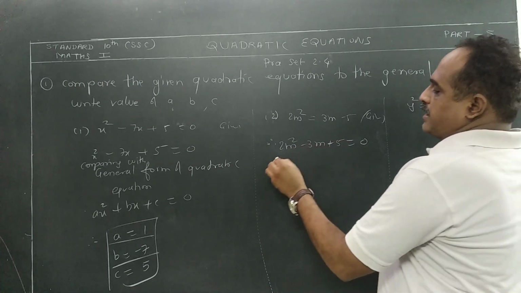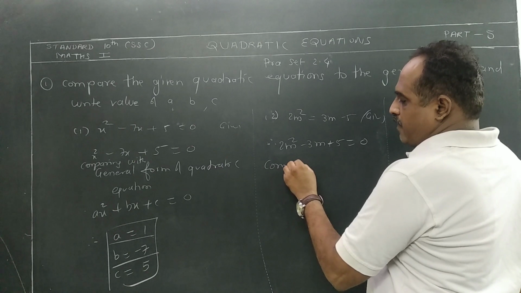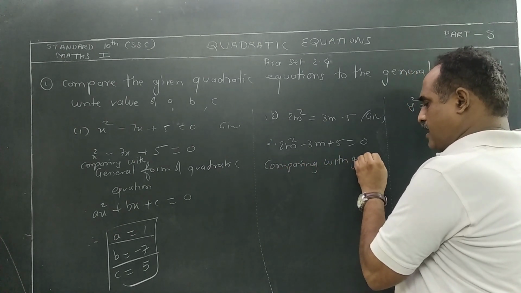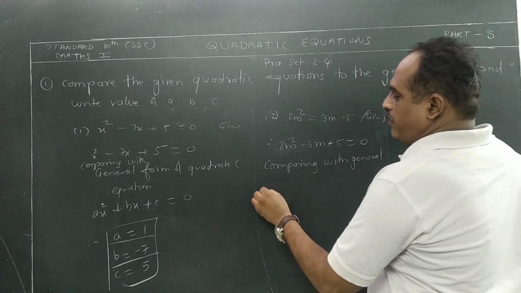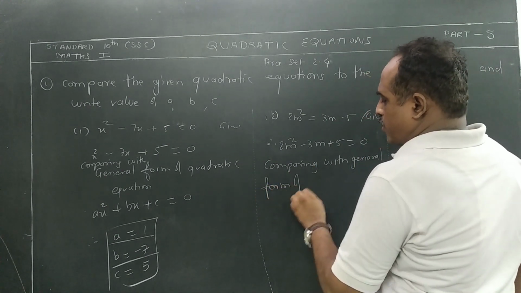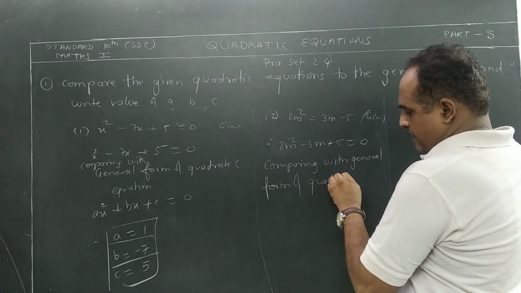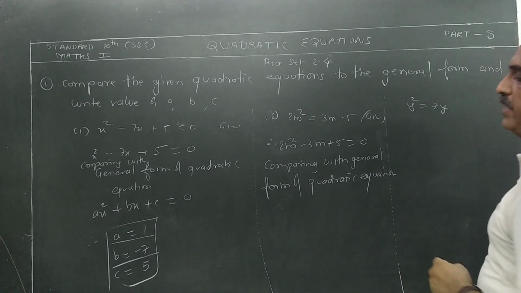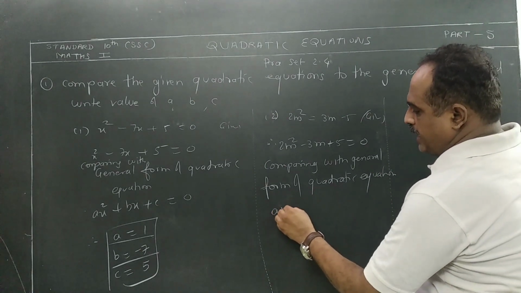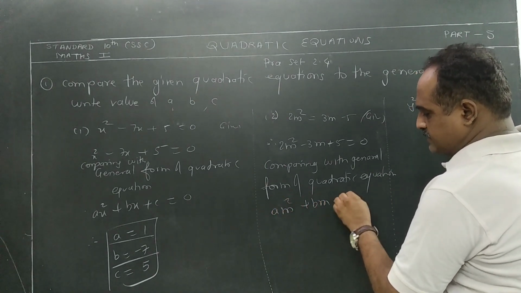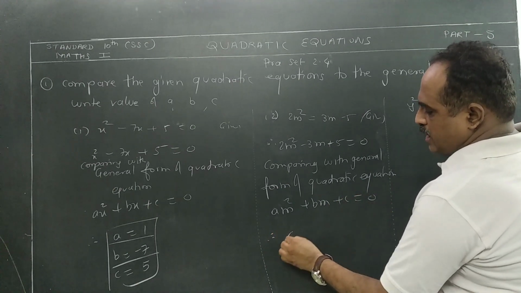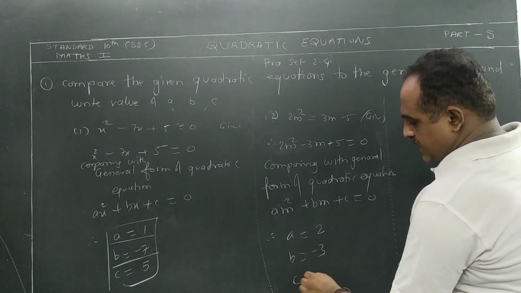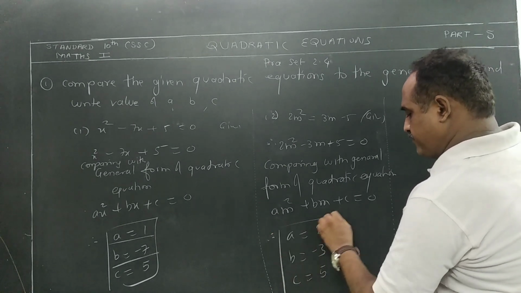And what are we going to write? Comparing with general form of quadratic equation. What is the general form of quadratic equation? That is am square plus bm plus c is equal to 0. Therefore, a is equal to 2, b is equal to minus 3, and c is equal to 5.